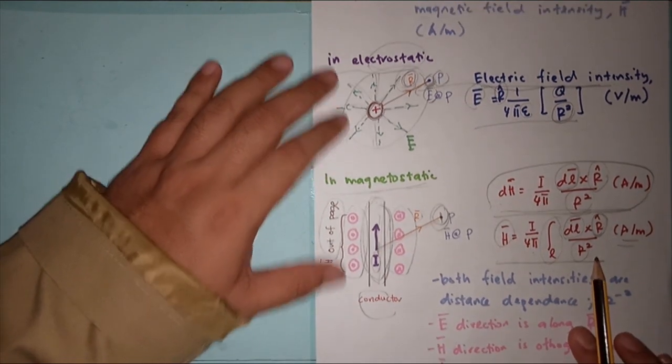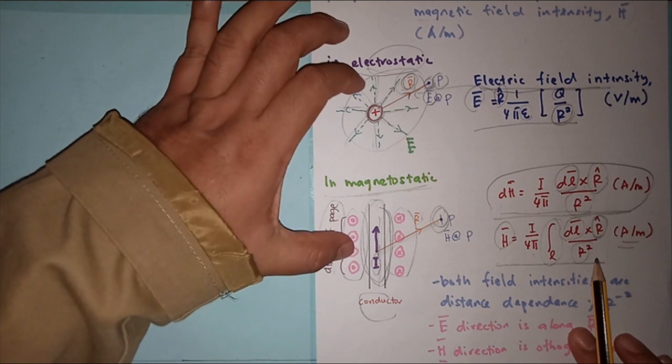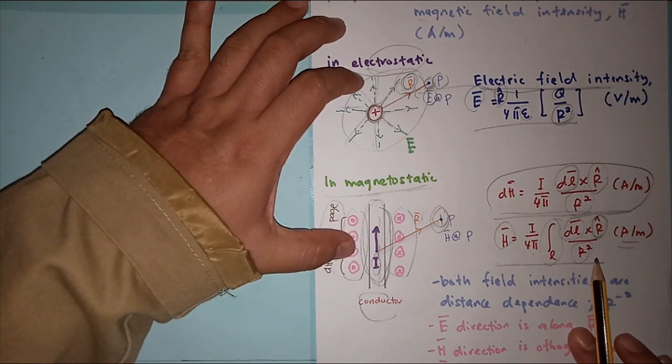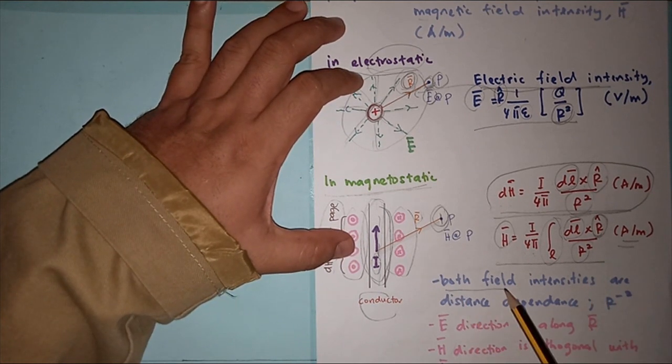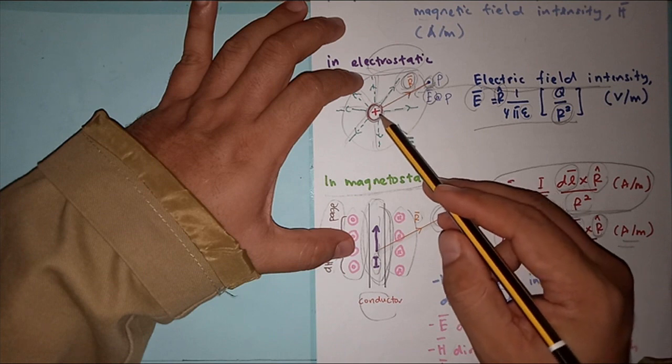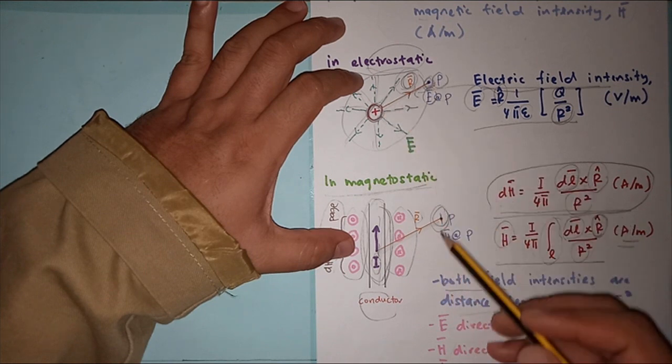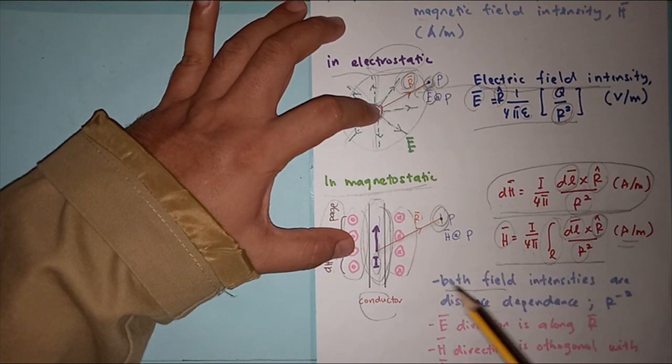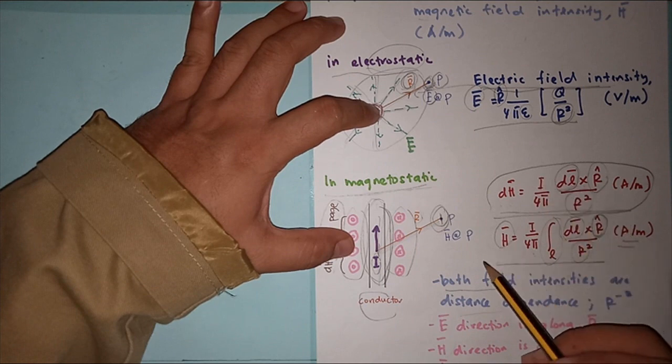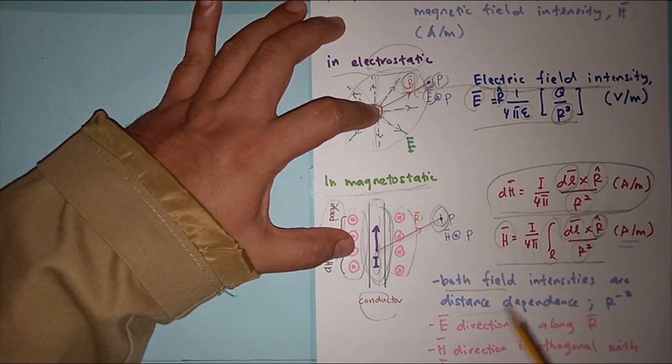Alright, if we compare the two field characteristics, we will see that both field intensities are distance dependent. The farther our test point is from the source of the field, the lower the value of the field intensity produced, and the factor of reduction is in terms of R squared.